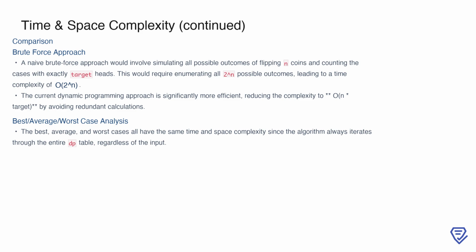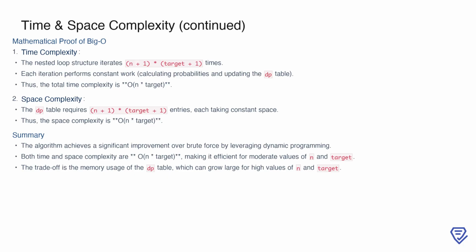This consistency ensures predictable performance across different cases. To solidify our understanding, let's provide a mathematical justification for the big O notation. For time complexity, the nested loop structure results in (n + 1) * (target + 1) iterations. Since each iteration involves constant time operations, such as updating probabilities in the DP table, the total time complexity is O(n * target).